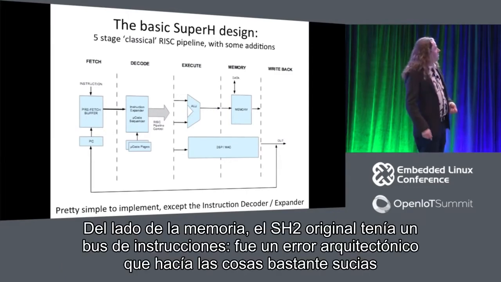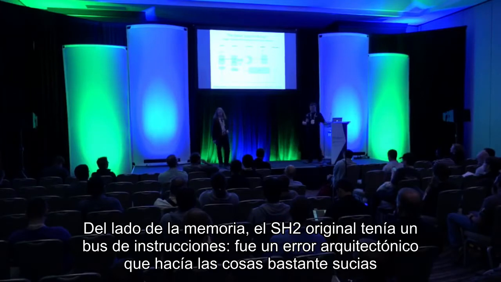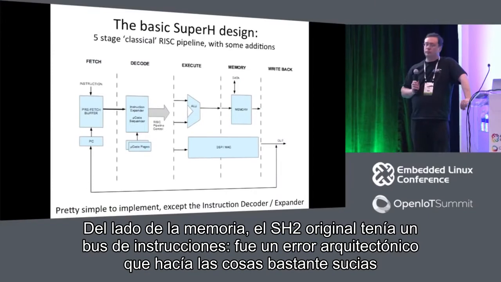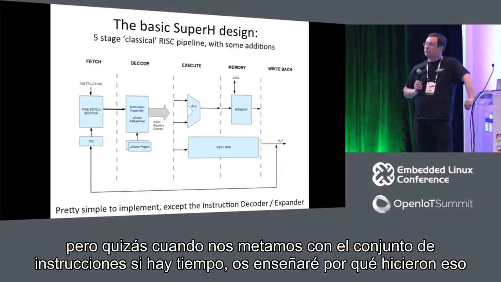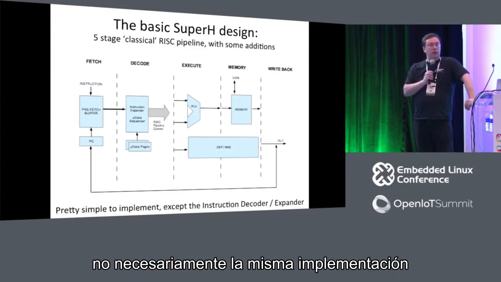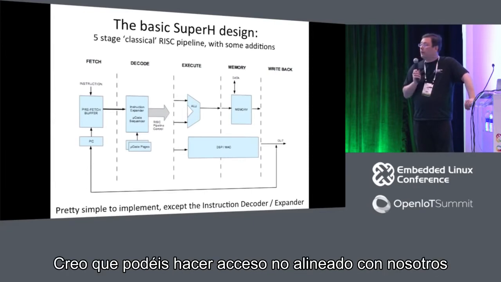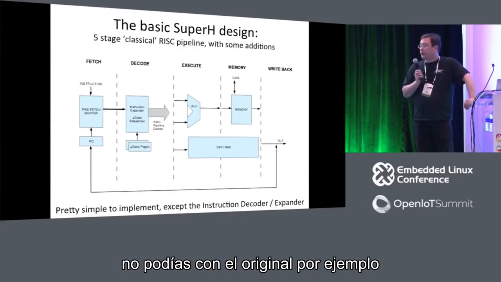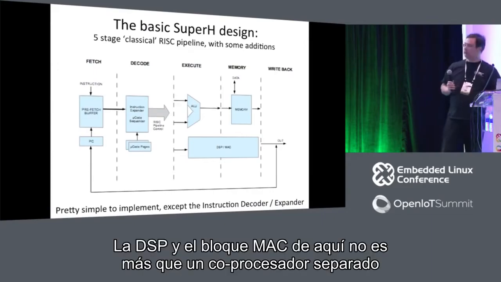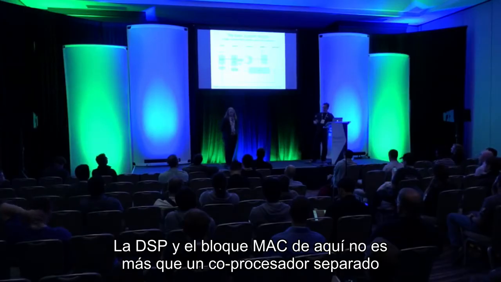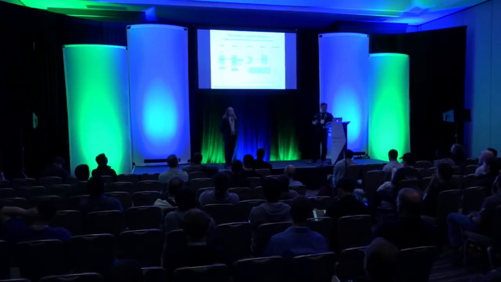Next slide. On the memory side, the original SH2 had one instruction bus. That was an architectural mistake. It makes things pretty nasty. But maybe when we get into the instruction set, if there's time, I'll show you why they did that. We run the same software. We're not necessarily the same implementation. We fixed some stuff. I believe you can do unaligned access with us that you couldn't in the original, for example. Right. The DSP and MAC block in here is essentially a separate coprocessor.